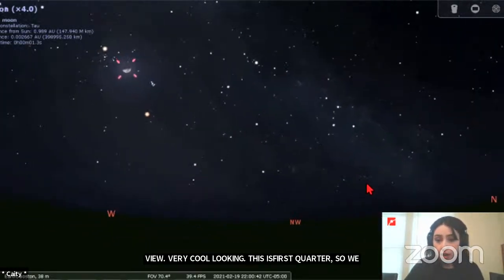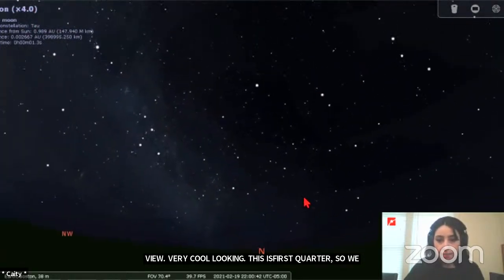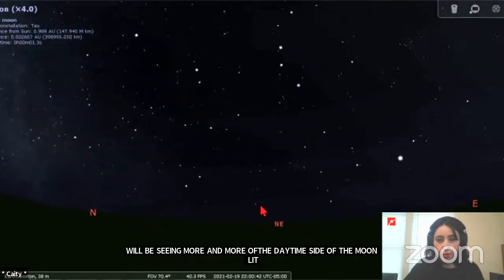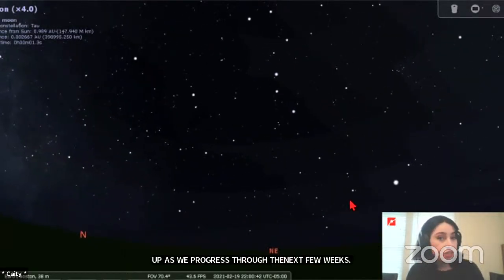And I'm going to turn our attention over to the northern sky, because the northeastern part of the sky, because there are a couple of constellations that are starting to come into view.